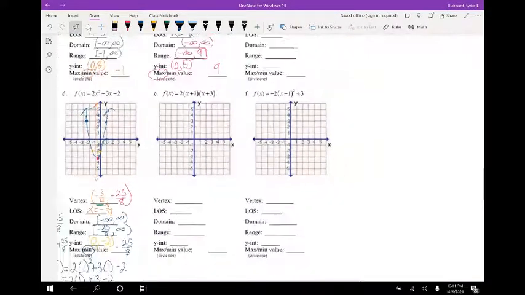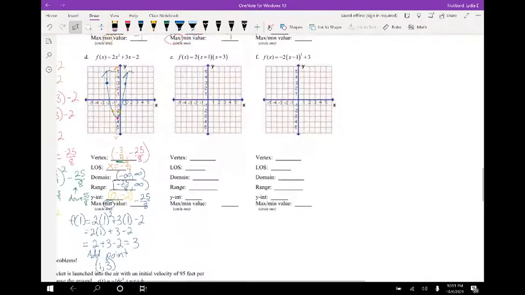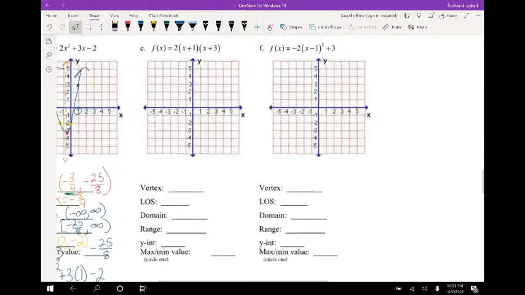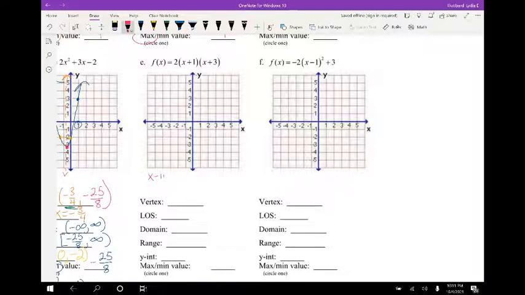So going on, E is also in intercept form. Let's start by finding our x-intercepts. From this factor, we set that equal to 0 and solve to get -1. And from this factor, we'd set that equal to 0 and solve, and we'd get -3. So we'll plot -1 and -3 as our two intercepts, and let's find our axis of symmetry. We'll add those two values together, so -3 added to -1, and divide by 2. We're taking the average of these. So that'll be -4 over 2, which is just -2.